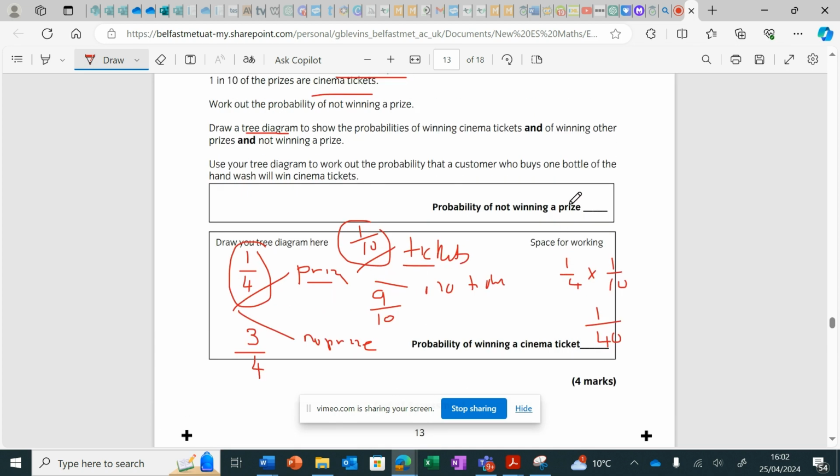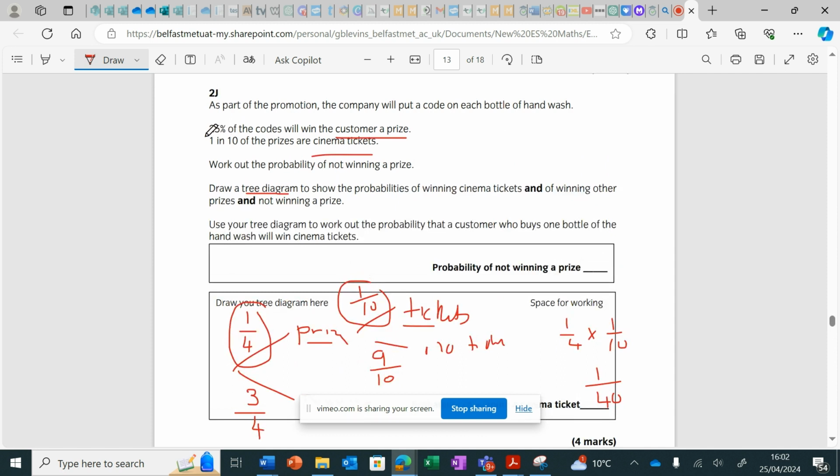And I missed a question here. What's the probability of not winning a prize? Well, the probability of winning a prize is 25%. Not winning must be 75%. So it has to be out of 100.